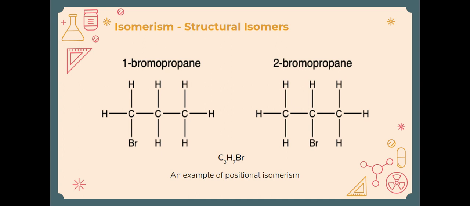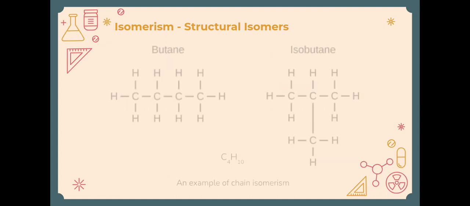As you can see here, 1-bromopropane and 2-bromopropane have the same chemical formula C3H7Br, but they are different compounds because of the location of the R group. In this case, 1-bromopropane is a bromoalkane with the bromine on the first carbon, and 2-bromopropane has a bromine group attached to its second carbon. This is an example of positional structural isomerism.